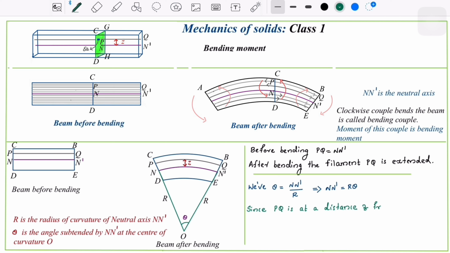Now the filament PQ is at a distance Z from N dash. We can say that with respect to PQ, theta is equal to PQ divided by R plus Z. Therefore, the length of the filament PQ is R plus Z into theta.